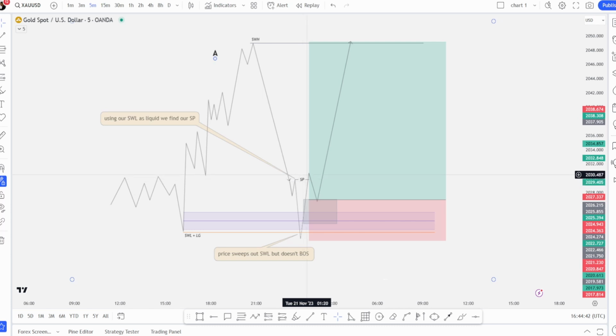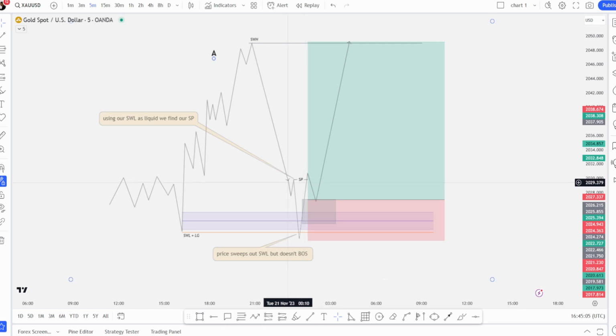So, based off of what we've spoken about, we've seen a range established. We've seen price come down and sweep the, in this case, lower end of the range without closing out. We've then seen price push back up, taking the SP. The elements we need to see when this SP is taken are the following.